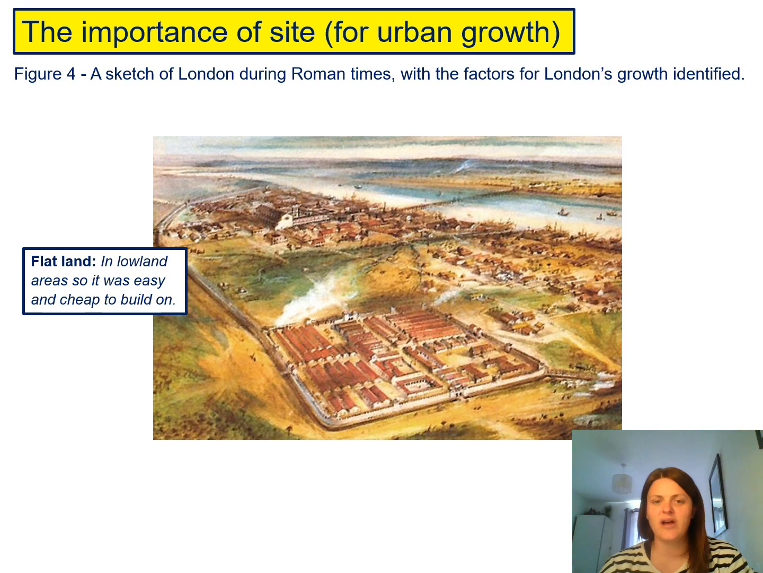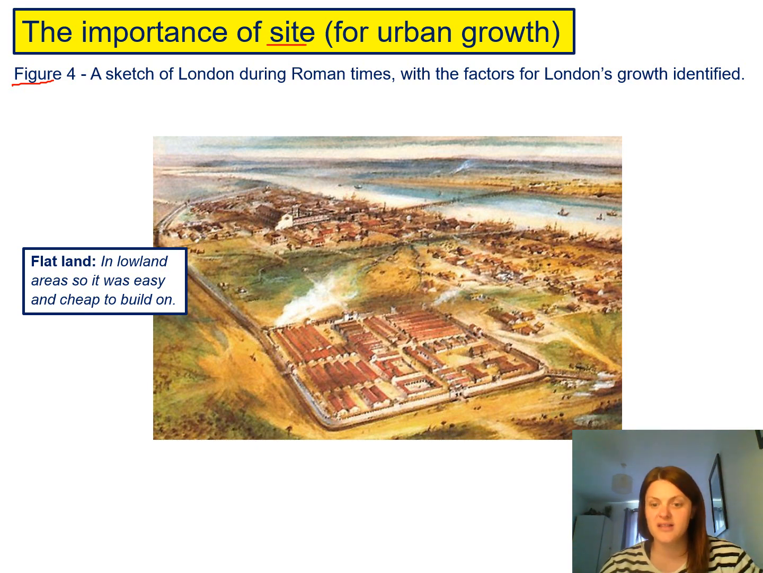So here, we're going on to the next key word now, which is site. Okay, so why is site really important for the success of cities? So here we've got figure 4, which is really an artist's impression of what London would have looked like during the Roman times. So we're talking about 2,000 years ago.